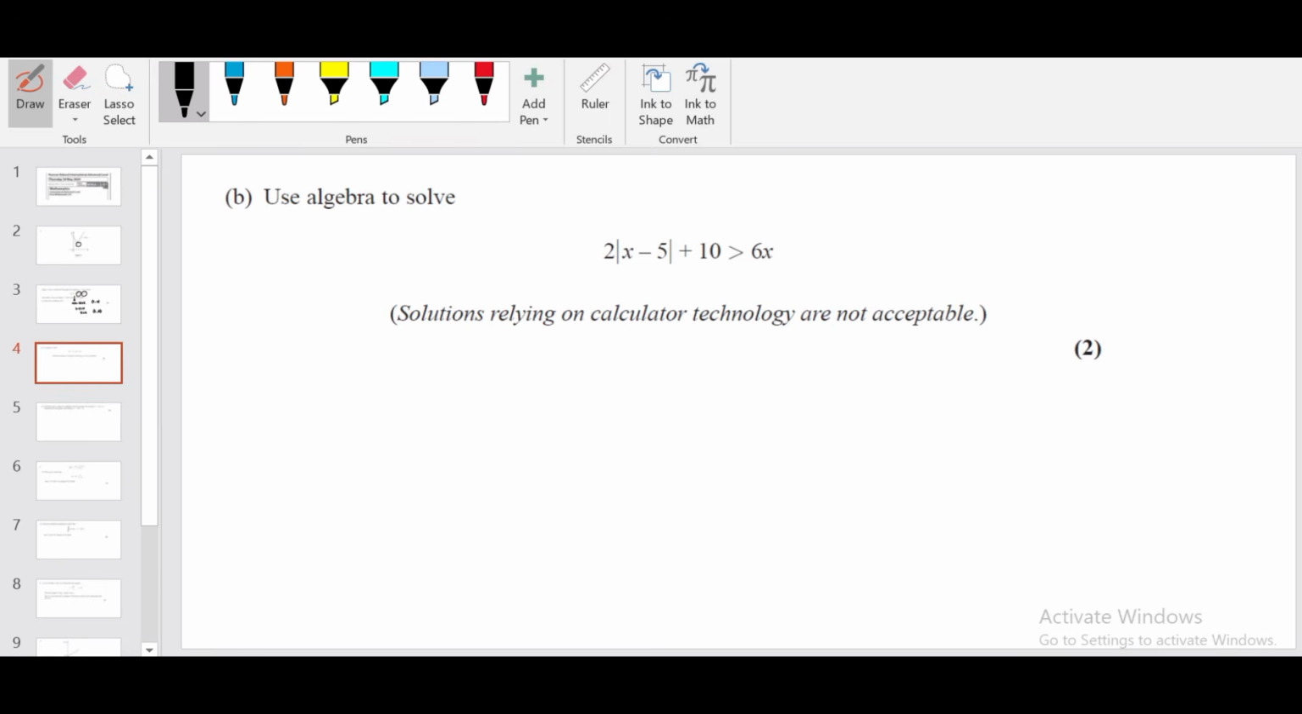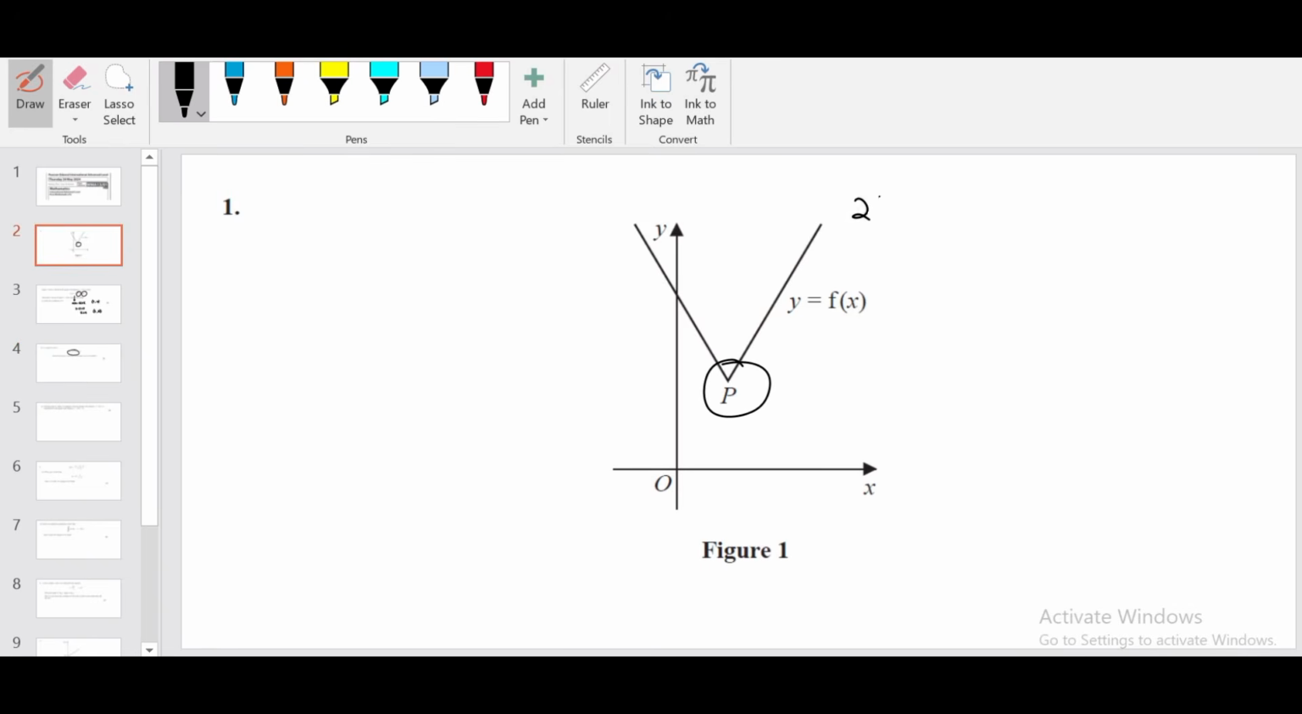Okay, to solve the inequality, you need to consider it as an equation and solve it first to find the point of intersection. You see, this is the modulus function, 2 modulus x minus 5 plus 10. That means the coefficient of x is 2, the slope of this line will be 2, the slope of this line will be negative 2.